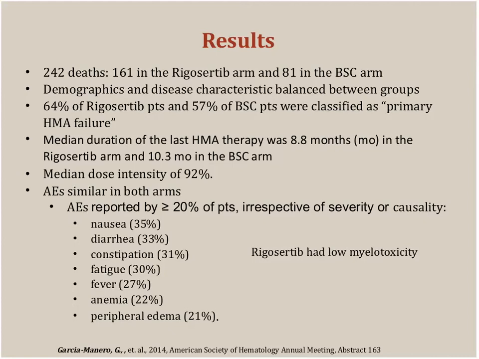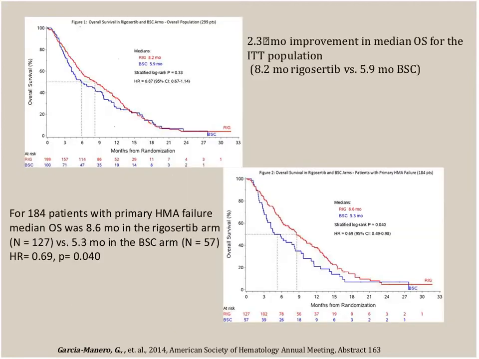The intensity of dose was 92%, so patients received substantially the intended amount of drug. And the adverse events are listed here, some GI toxicity, fatigue, and some anemia were the most common. Here's the primary endpoint. In this case, there was an improvement in survival in favor of the rigosertib group compared to the best supportive care group, 8.2 versus 5.9 months, but this did not reach statistical significance.